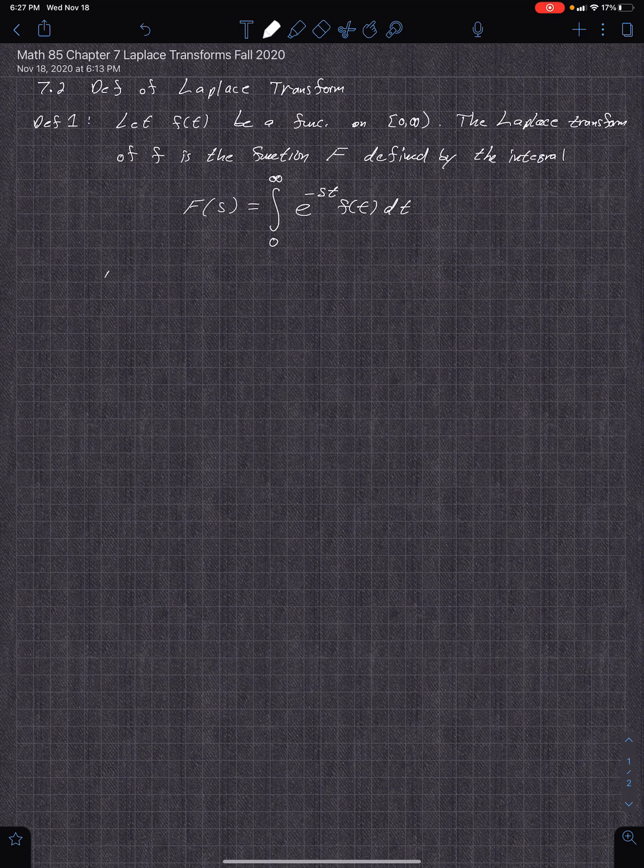So the domain of F is all of s for which the integral is defined.